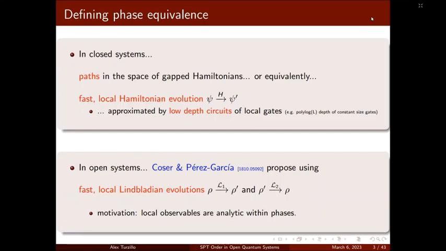As an outsider to open systems, what is a Lindbladian? It's a generator of an evolution satisfying some conditions. So it's like weakly coupled to the environment and satisfies a Markovian assumption.